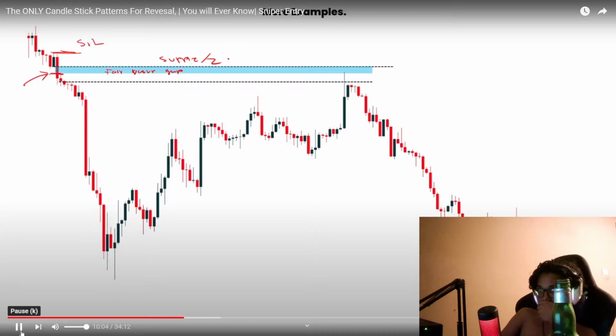But then before this fair value gap around this area, we can see that we still have an open and close here. That is why the market reacted around this area. That's all that you need to at least try to understand.